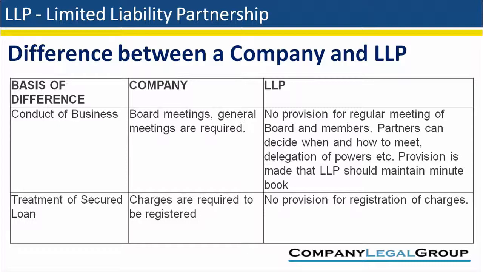Conduct of business. Company: board meetings and general meetings are required. LLP: no provision for regular meetings of board and members. Partners can decide when and how to meet, delegation of powers etc. Provision is made that the LLP should maintain a minute book.